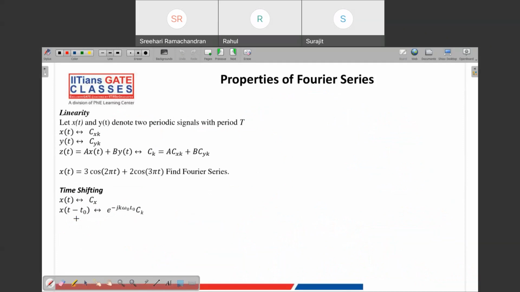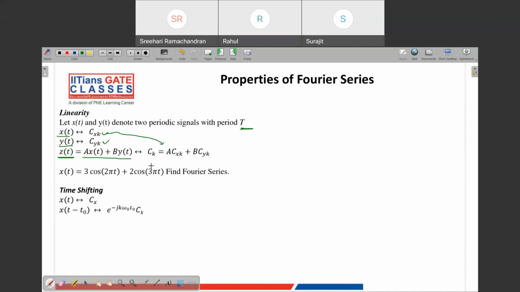Let me go to the next slide. So again, I will just quickly go through the property. This is very similar to what we have seen for the Laplace and the Z transform. First is the linearity property. You have two signals x(t) and y(t), both with the same time period capital T. Their coefficients are c_xk and c_yk, and you do the linear combination and you will get the resulting signal z(t), which also has the same time period capital T. The coefficient of z(t) will again be a linear combination of these two coefficients.